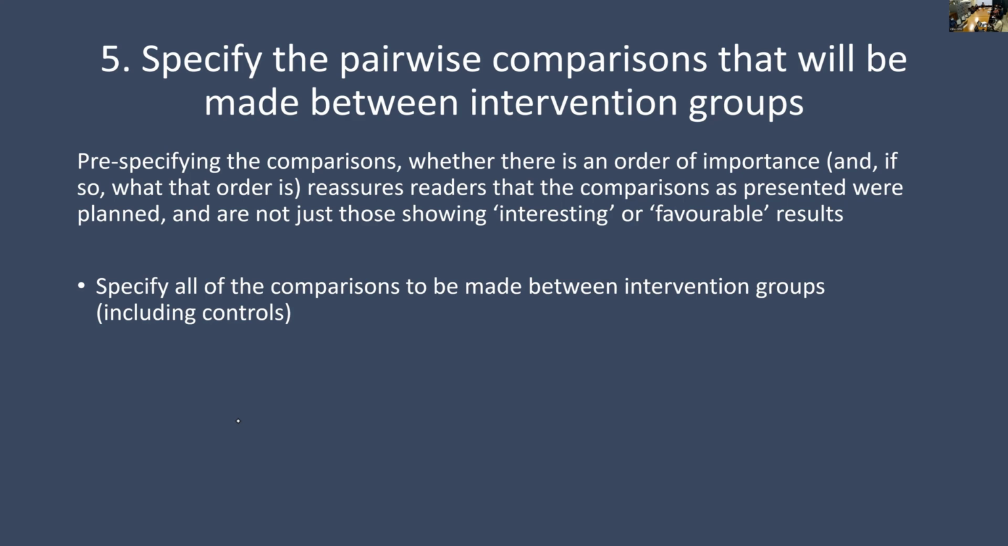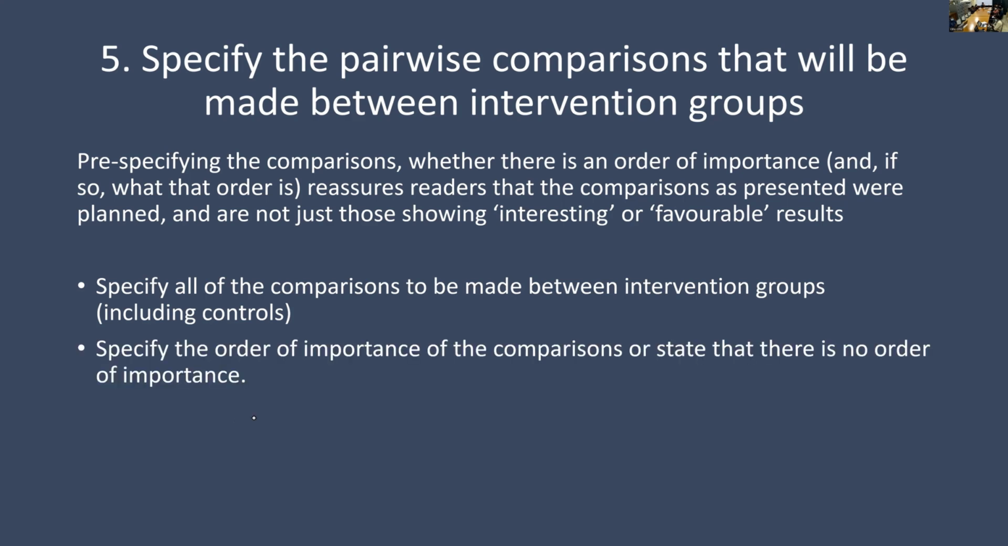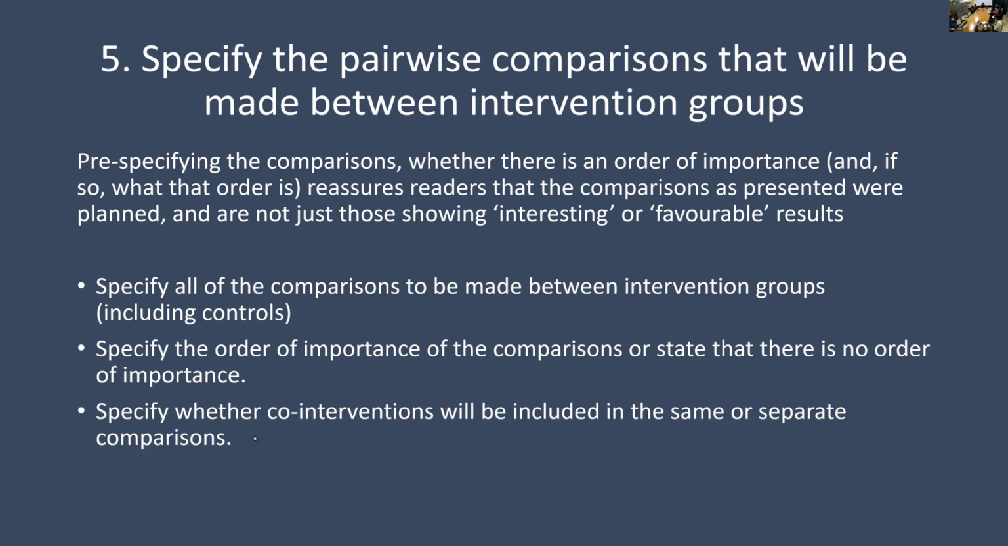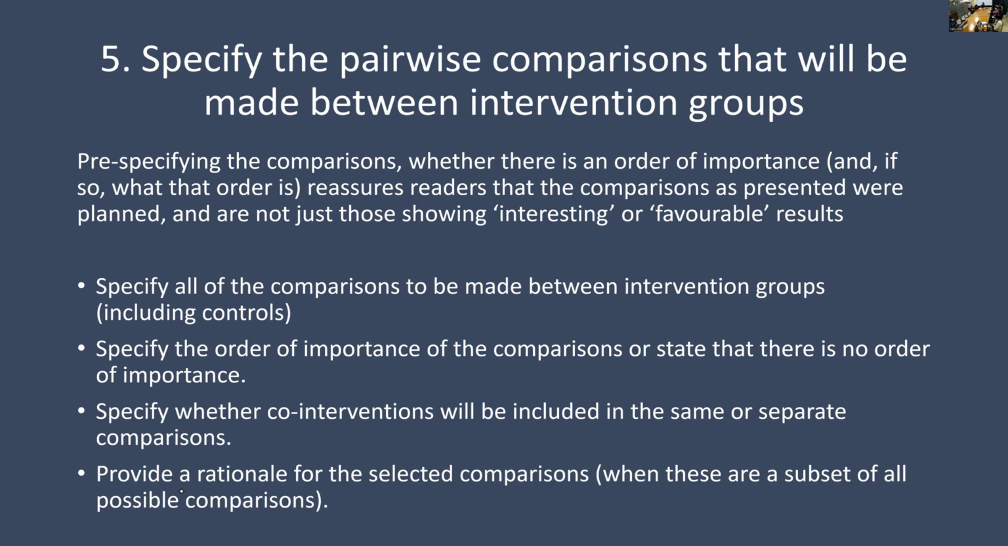Specify all the comparisons to be made between intervention groups. Specify the order of importance of the comparison. State that there is no order. Specify whether co-interventions will be included in the same or separate comparison. Let's say you have three: CBT, ECT and wait and watch. Wait and watch plus CBT versus wait and watch plus ECT. So are both of them just as important as the other one? Provide a rationale as to why you're doing this.